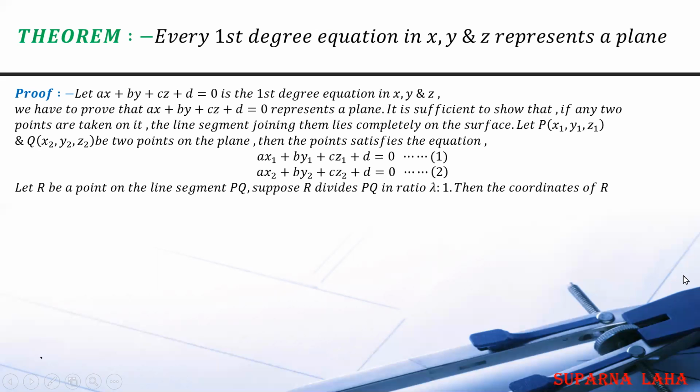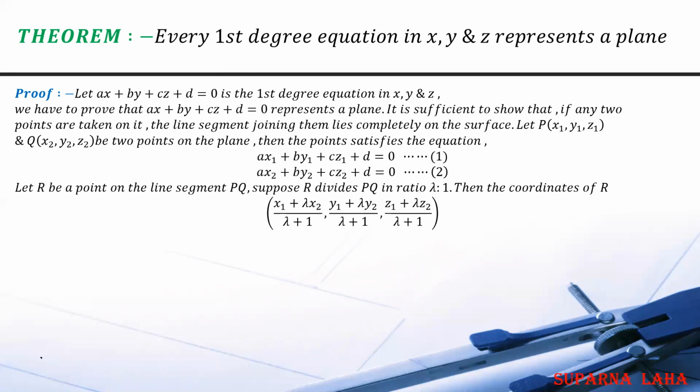Now, if a point divides the line segment joining 2 points in the ratio m is to n, then you can easily find the coordinates of this point. So write down the coordinates of R, which are given by x1 plus lambda x2 by lambda plus 1, y1 plus lambda y2 by lambda plus 1, and z1 plus lambda z2 by lambda plus 1. Now, if R satisfies this equation, then we can say this first degree equation represents the equation of the plane. So let us check whether it satisfies the equation or not.